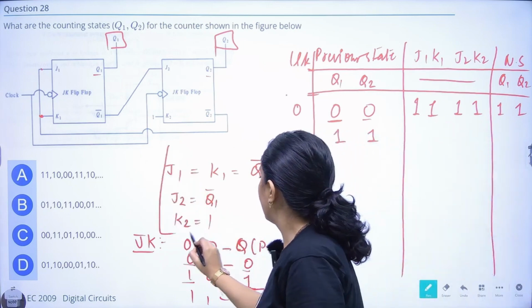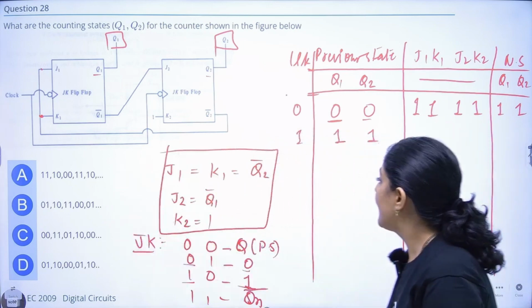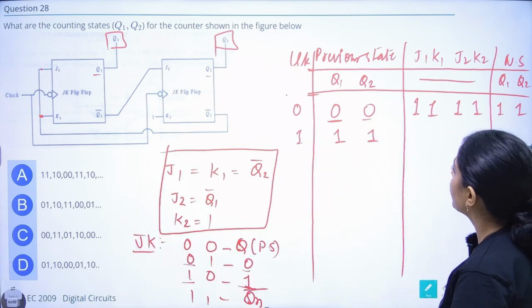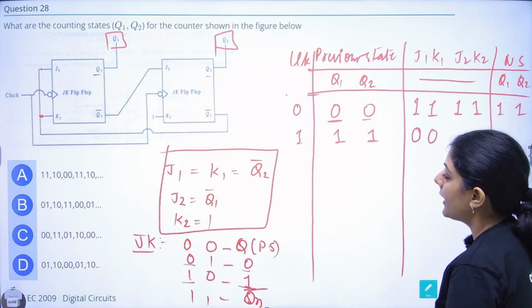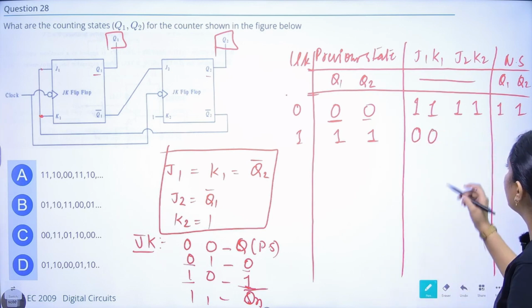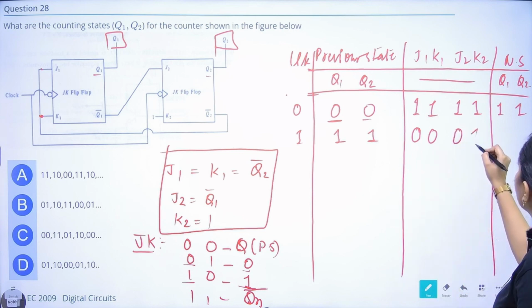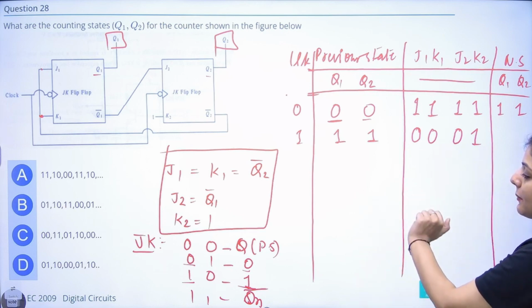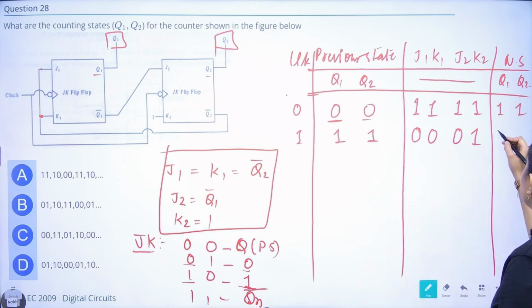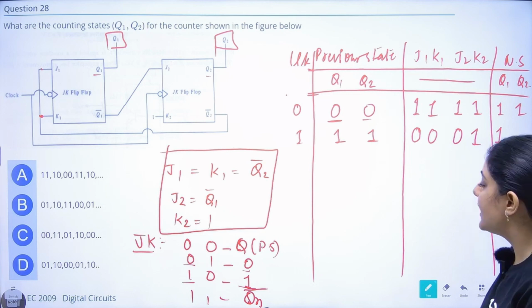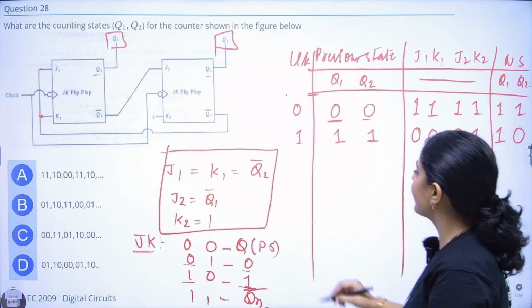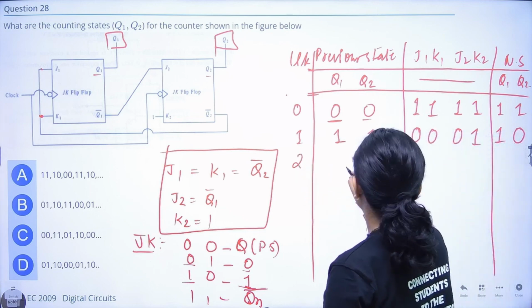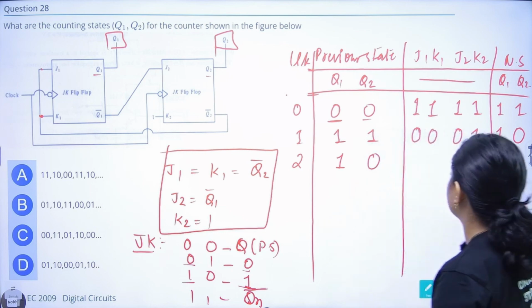Now J and K values depend on this only. I have written all the dependence here. J1, K1 is Q2 bar, so Q2 is 1, and they will become 0 and 0. J2 equals Q1 bar, so that will also become 0, and K2 is equal to 1 only. Now 0, 0 means it will remain in the previous state. The previous state was 1, and 0, 1 means it will reset. Next state: 1 and 0, next clock.